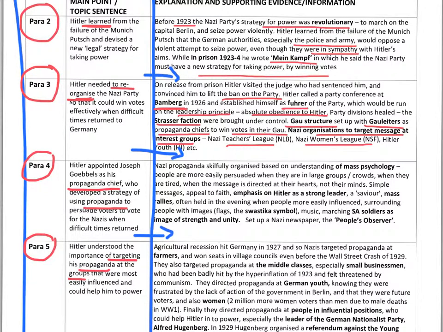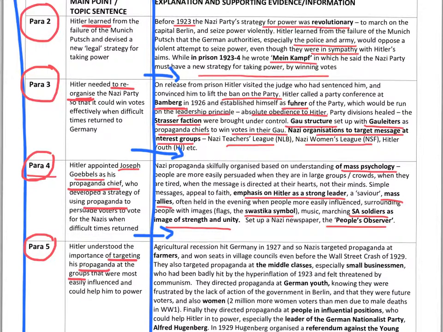So you then move into paragraph 4, and this is the area that candidates tend to talk about on the whole. Mass psychology, the understanding of mass psychology, emphasis on Hitler as a strong leader, mass rallies, the use of the swastika symbol, marching SA soldiers as an image of strength and unity, Nazi newspaper, the People's Observer. So all of the strategies. Now obviously the key person to mention there is Joseph Goebbels. He was the mastermind behind it.